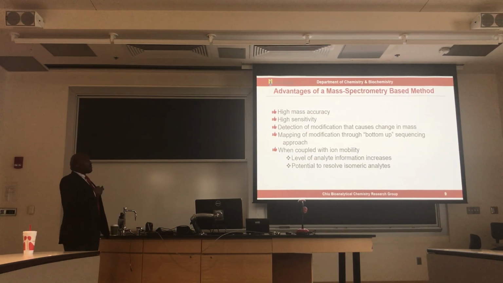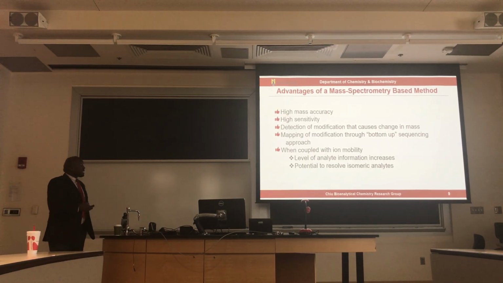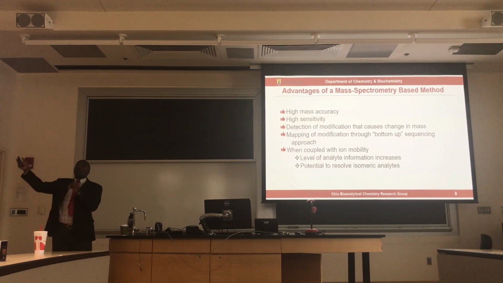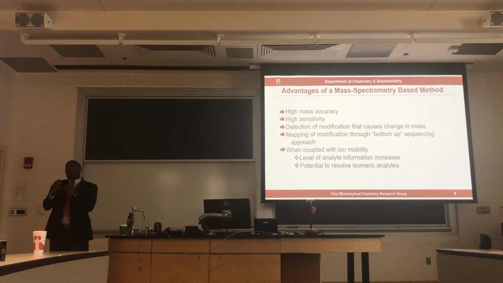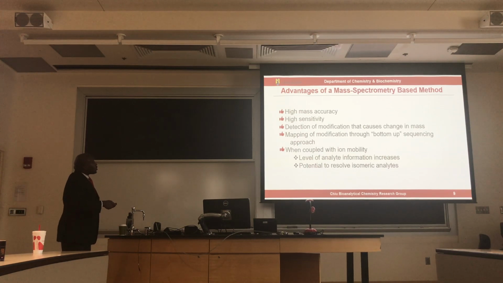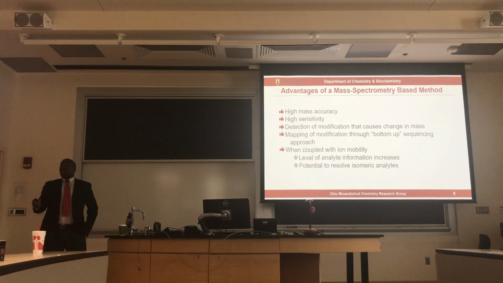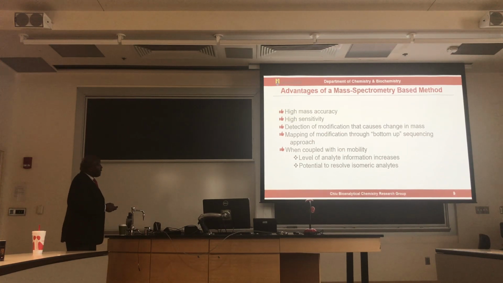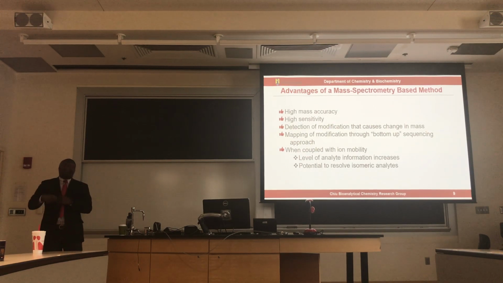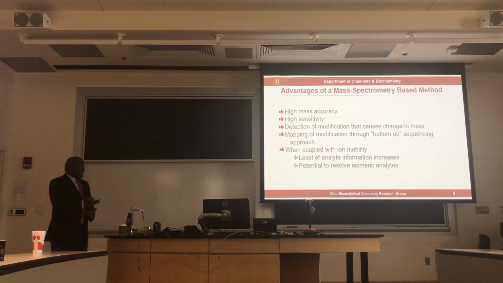We can also detect, using mass spectrometry, modifications that shift the mass of the analyte. For example, if you have a nucleotide and you add a methyl group, that's 15 Daltons, and that shift can be detected by mass spectrometry. Using a bottom-up sequencing approach, we can detect the modification and then stitch back after fragmenting the RNA. When you couple mass spectrometry with ion mobility, you get a higher level of information about your analyte, and there is potential to resolve isomeric analytes. And that's why we are interested.